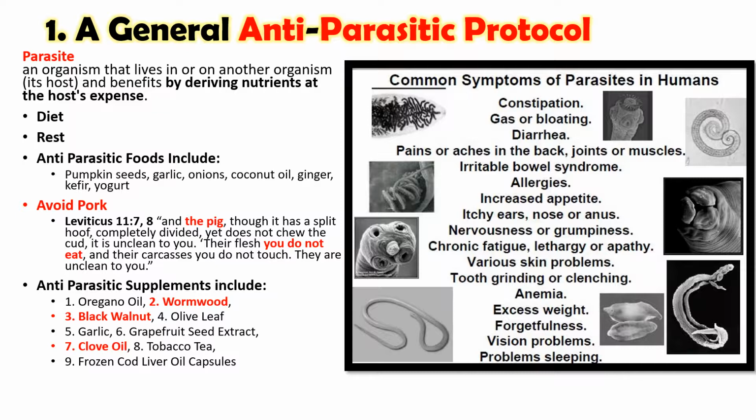Wormwood, black walnut, olive leaf, garlic, grapeseed extract, clove oil, and these last 2 are kind of interesting. Tobacco tea, which nicotine is known to be an anti-parasitic. A very weak tobacco tea can definitely cause the parasites to leave. Also, frozen cod liver oil capsules, if you swallow them, they seem to almost inhibit where these parasites won't be able to activate, and they'll migrate out of the body. It's a very interesting therapy technique, but very effective.